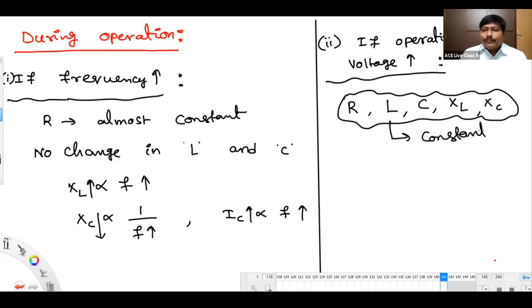But charging current is proportional to voltage. Voltage is increasing means charging current will increase. So these are the variations in the parameters with respect to frequency and voltage during operation.